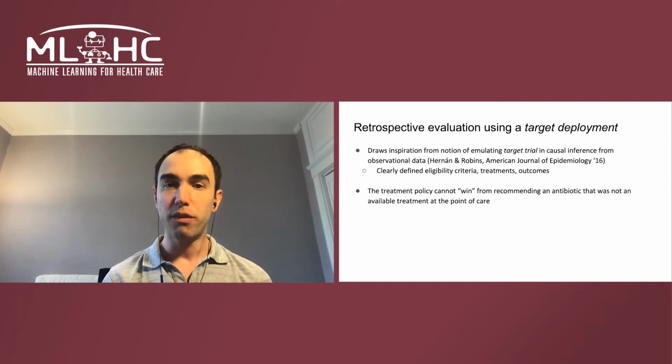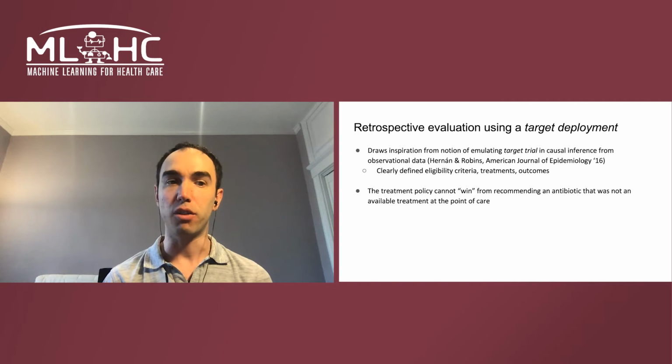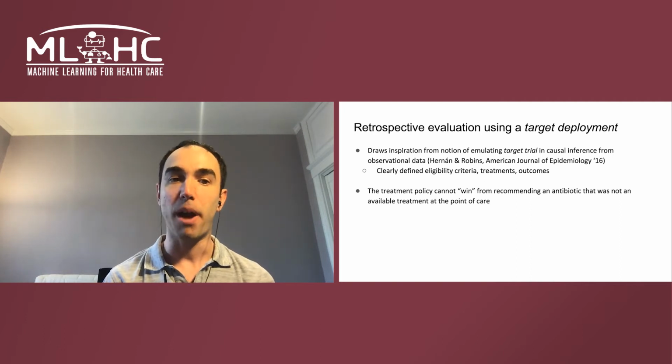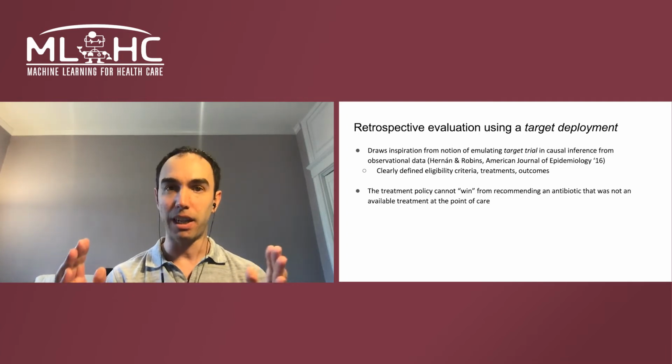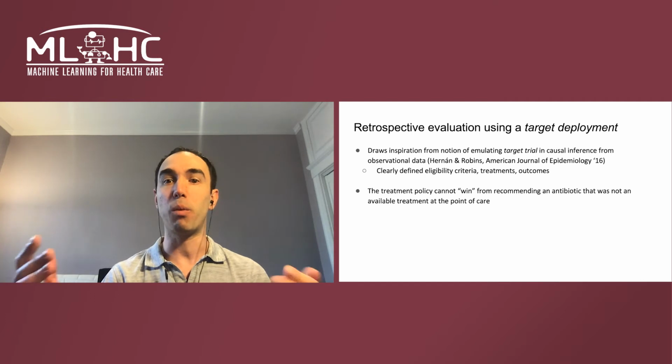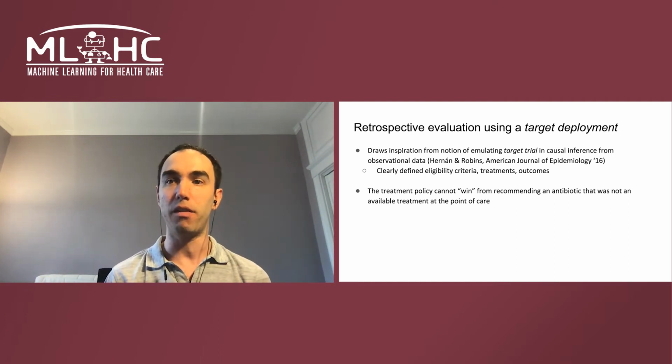This draws inspiration from recent work on emulating target trials in causal inference from observational data, work that's been pioneered by Miguel Hernan and Jamie Robbins. The key to the target trials is to have clearly defined eligibility criteria, treatments, and outcomes, and to really put oneself in either the setting of a randomized controlled trial that one would have liked to have performed, or in this case, put oneself in the setting of an actual clinical scenario that you plan to evaluate this method in, were you to do a prospective evaluation.